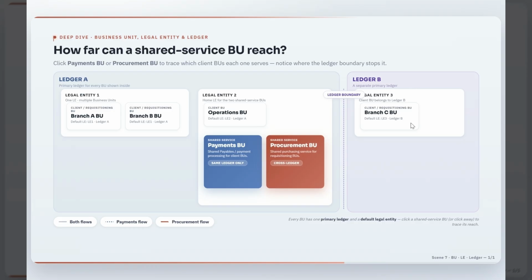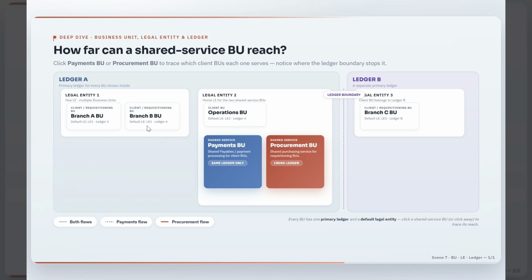This picture teaches us four important relationships. First, one legal entity can be associated with multiple business units. Legal Entity 1 supports both Branch ABU and Branch BBU. Therefore, one legal entity does not mean one business unit.